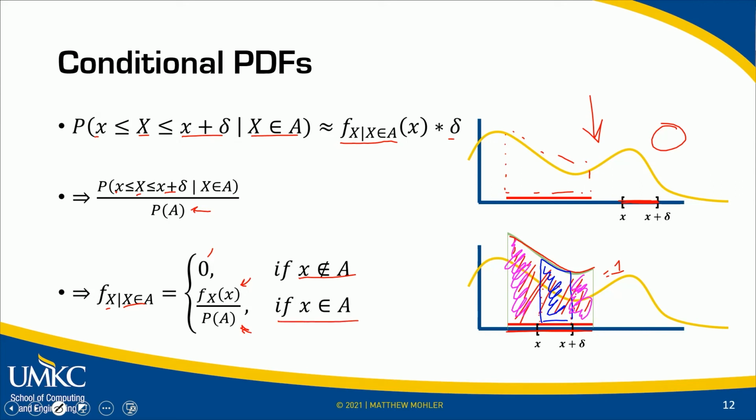It's important to remember that for any type of conditional PDF or any type of conditioning, we have to assume that the probability of the event A occurring to begin with must be greater than 0. We have to assume that the event A actually has a probability of occurring that is greater than 0. Otherwise, we end up in this divide by 0 situation down in this equation here.